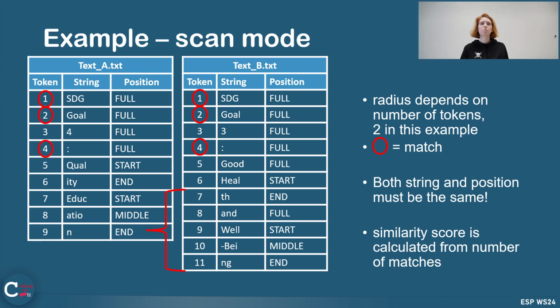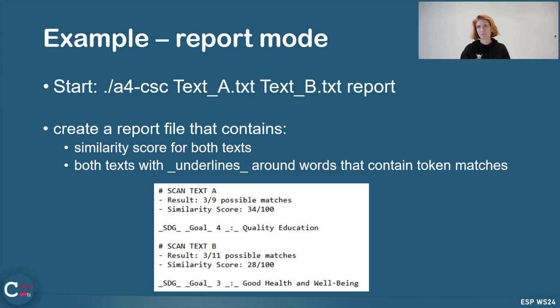And then from these numbers, the total number of tokens per text and the matches per text, you can calculate a similarity score. How you calculate this exactly is described in the assignment description. And then you print out these results.